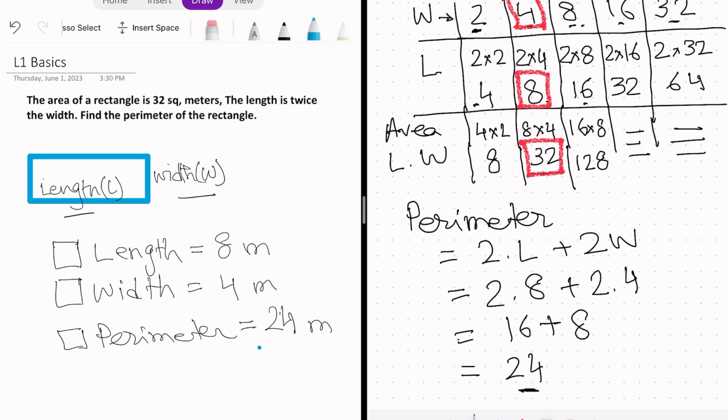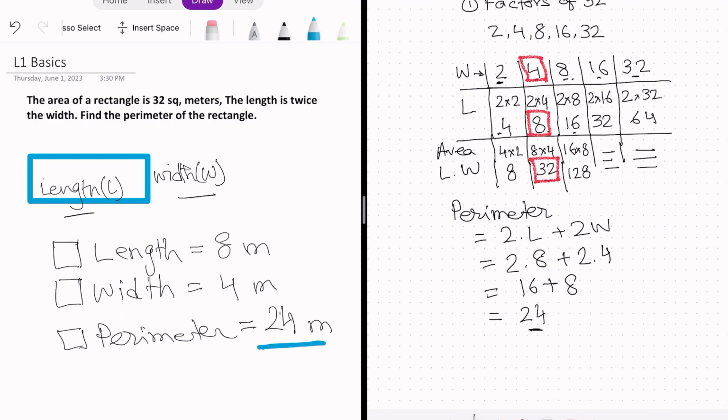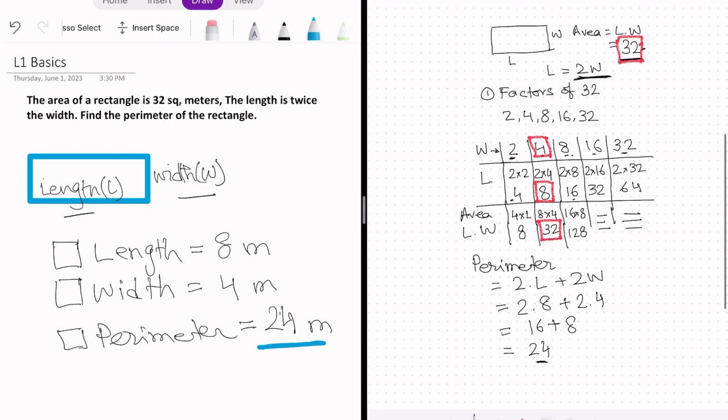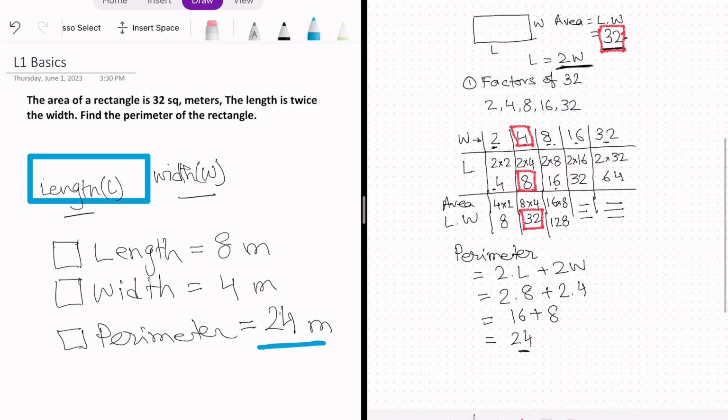And that's our answer. So this is a way in which we can solve for area and perimeter of a rectangle without using a complex quadratic equation, and very suitable for students who are in elementary school, 3rd grade, 4th grade, and even 5th grade.